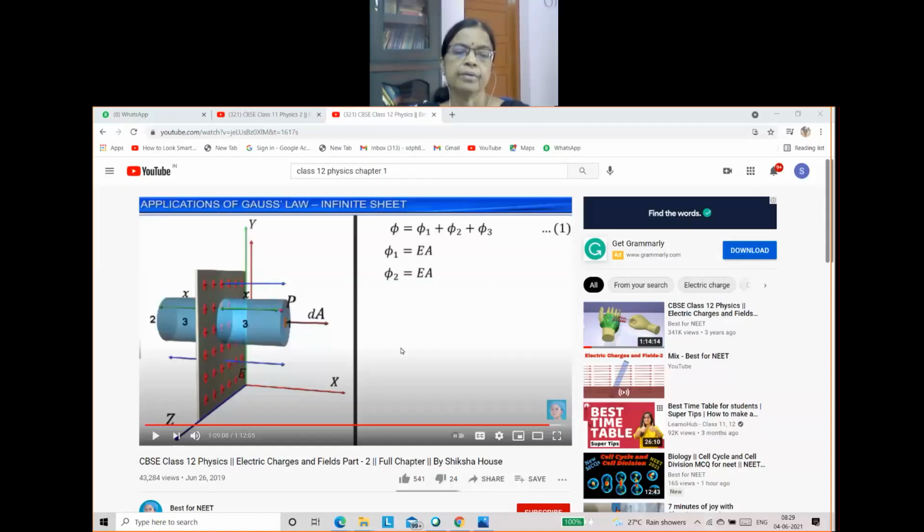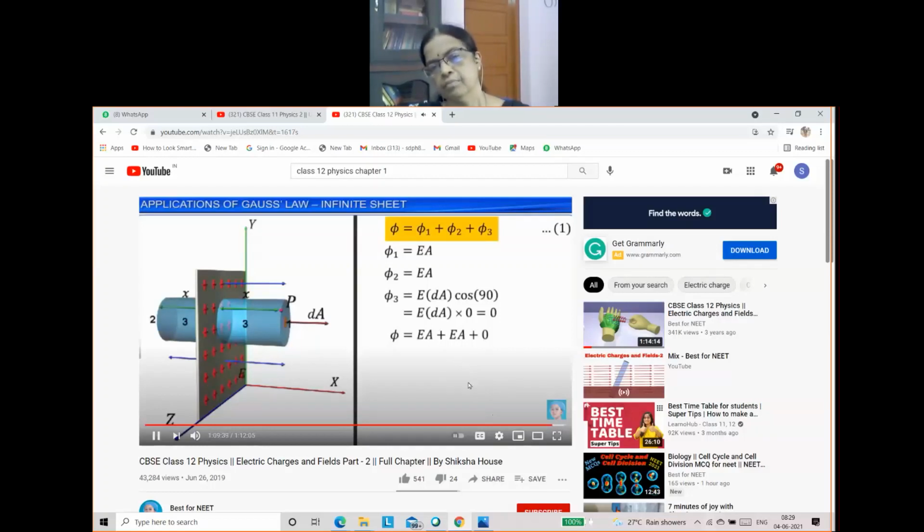Okay, total flux is 2 into E into A. That is equal to Q by epsilon 0 according to Gauss's theorem. E dA cos 90 is equal to 0. Hence, no flux passes through this surface. Thus, the flux phi 3 through this surface is 0. Substituting the values of phi 1, phi 2, phi 3 in the expression for total flux phi, we get phi equal to 2EA. Let this be equation 3.